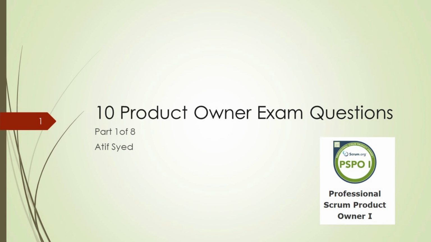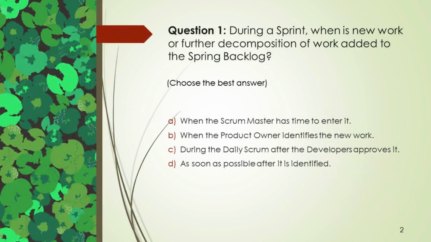Let's get started. Question 1. During a sprint, when is new work or further decomposition of work added to the sprint backlog? Choose the best answer. A. When the Scrum Master has time to enter it. B. When the product owner identifies the new work. C. During the daily Scrum after the developers approve it. D. As soon as possible after it is identified.